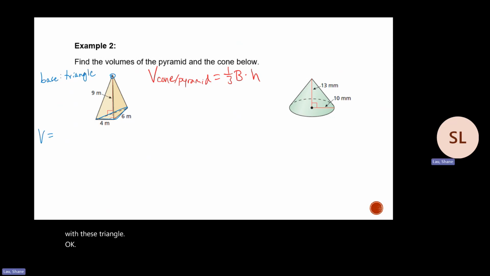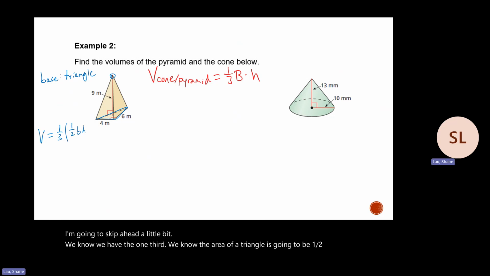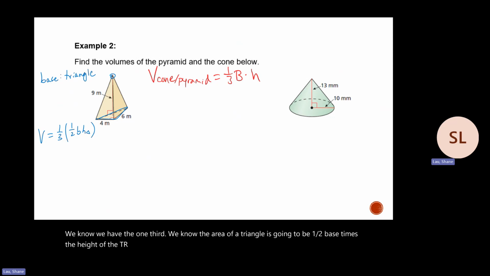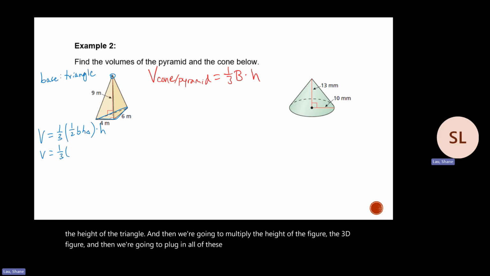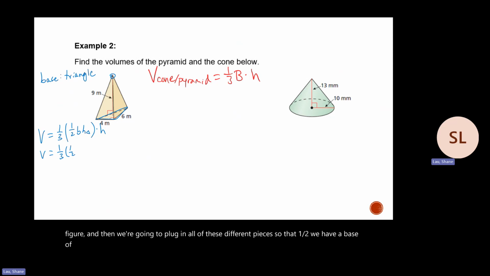I'm going to skip ahead a little bit. We know we have the 1/3. We know the area of a triangle is going to be 1/2 base times the height of the triangle. And then we're going to multiply by the height of the figure, the 3D figure. And then we're going to plug in all of these different pieces.